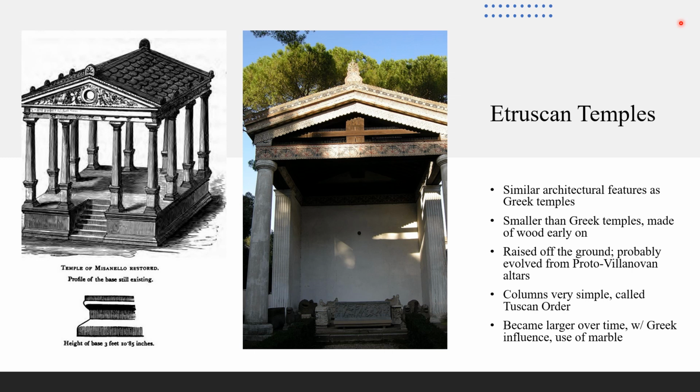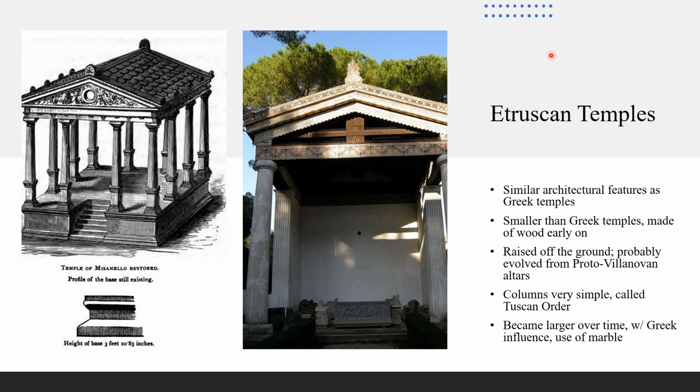On this slide are two reconstructions of Etruscan temples. We think that Etruscan temples were probably smaller, made of wood. They would have been raised off of the ground, which is probably a tradition left to the Etruscans by the Proto-Villanovan people. The columns on these temples were very simple. This is called the Tuscan order.